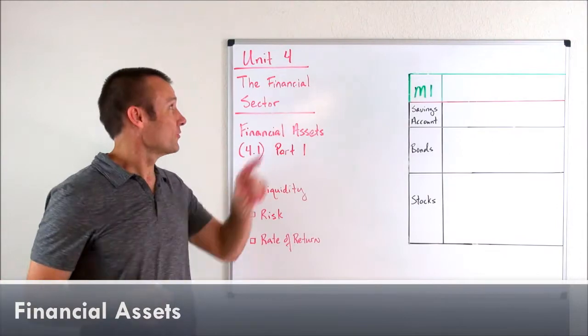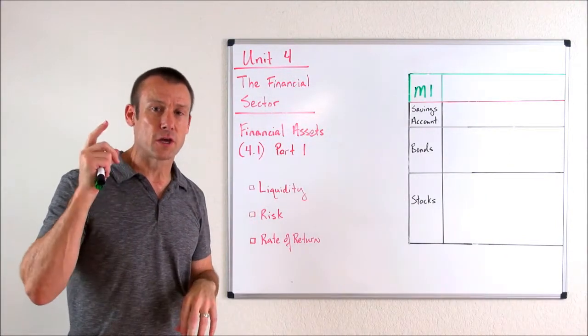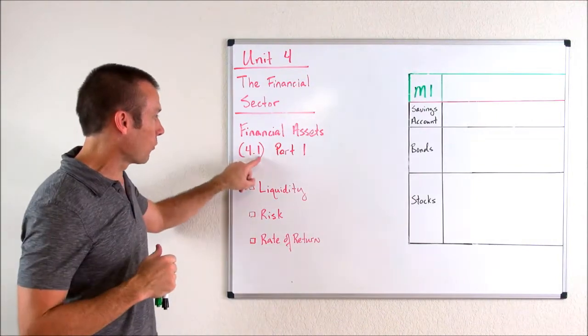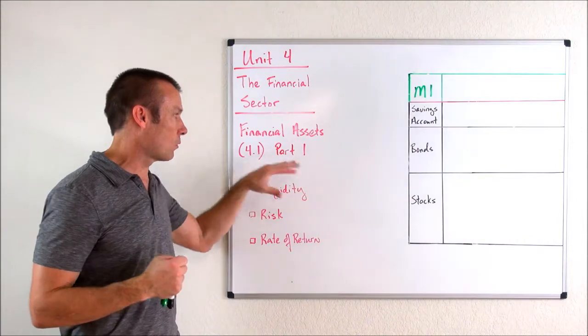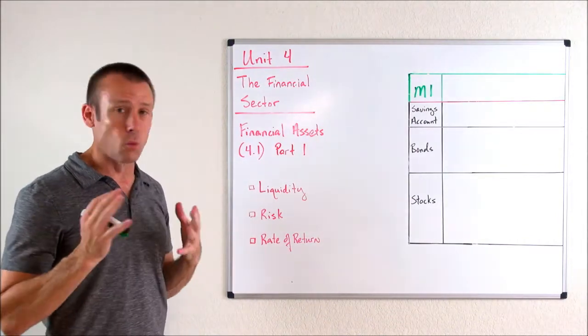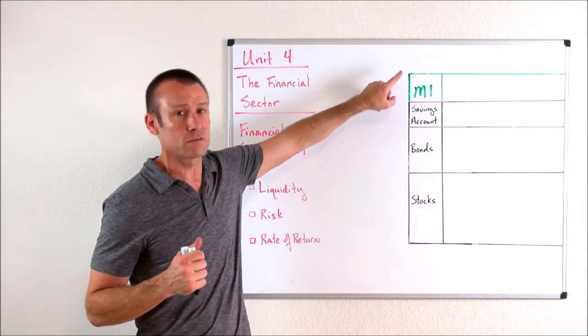Hey everybody, welcome. This is Unit 4, the financial sector. We're in the first sub-unit, which is 4.1, financial assets, and this is Part 1. In Part 1, we're focused on financial assets. What are the financial assets we're focused on? Stocks, bonds, savings accounts, and M1.